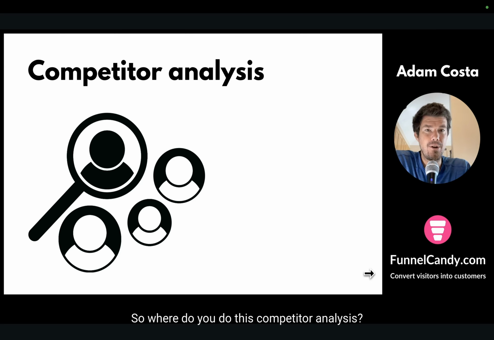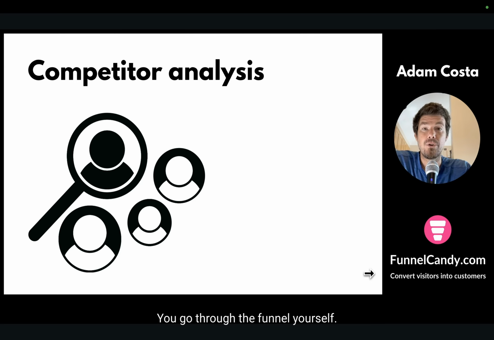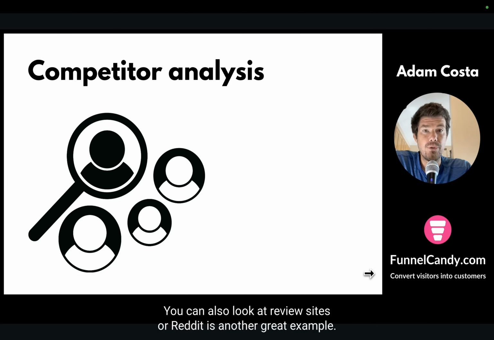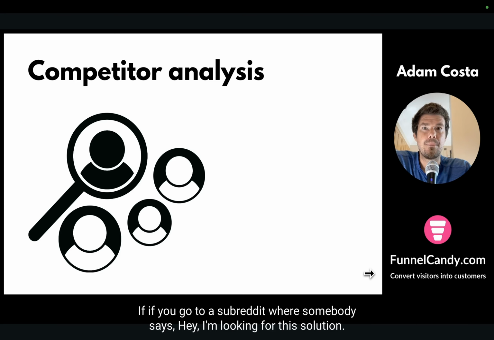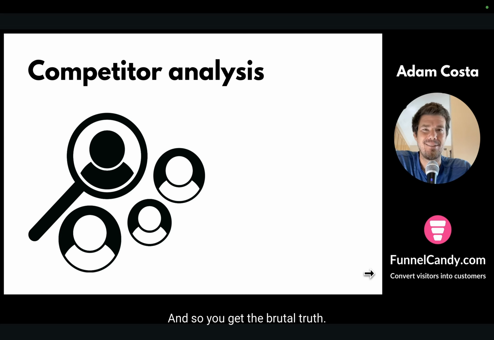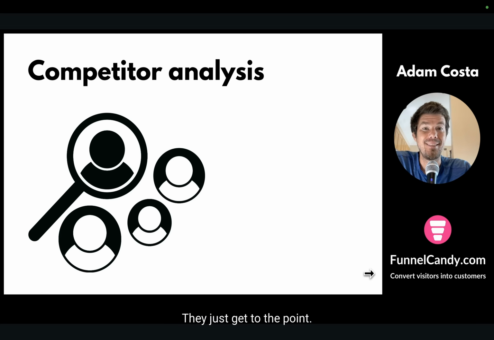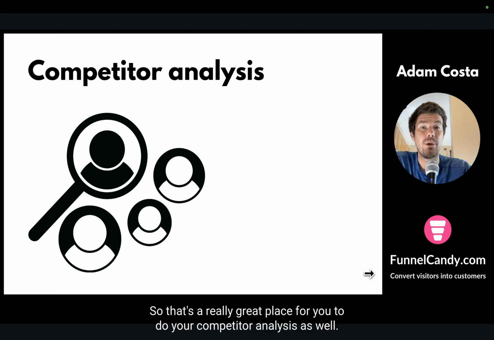So where do you do this competitor analysis? Well, I've already mentioned user tests as one option. You go through the funnel yourself. You can also look at review sites, or Reddit is another great example. If you go to a subreddit where somebody says, hey, I'm looking for this solution, look at the ones that people mention and look at the really brutal, honest truth that they're sharing, because Reddit is pretty anonymous. And so you get the brutal truth. Nobody's trying to be nice or score brownie points on Reddit. They just get to the point. So that's a really great place for you to do your competitor analysis as well.